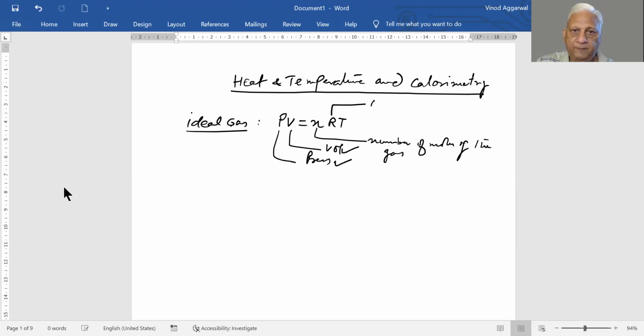Then R is the universal gas constant, and T is the absolute temperature.